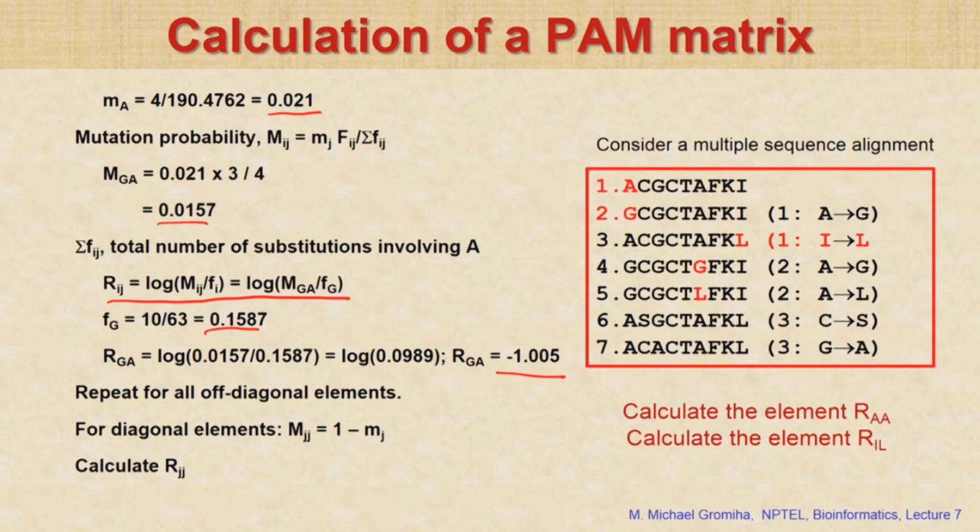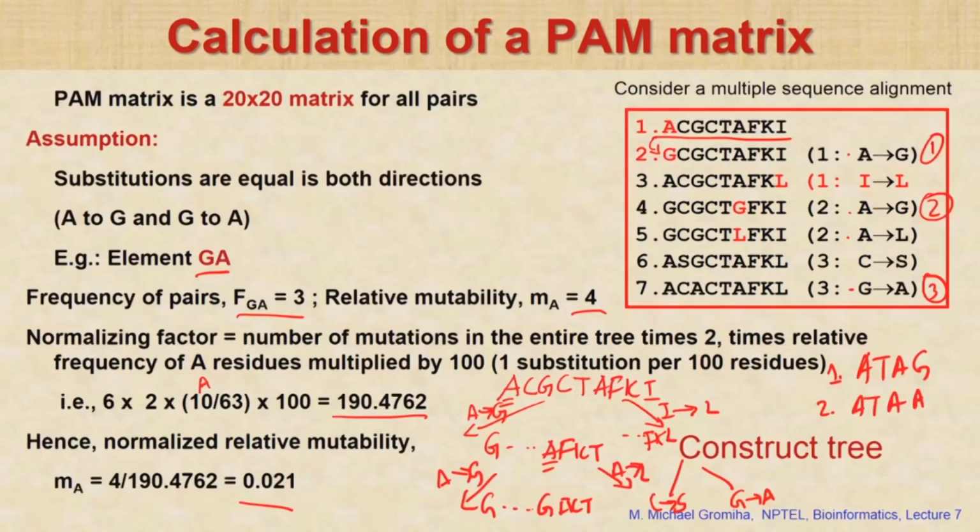So, you can repeat this for all the off diagonal elements. For example, if you want to get the value of RIL, how to calculate RIL? How many times does the I to L mutation occur? Only one, right. And how many I's are involved in this mutation? Only one. So, now we can calculate the normalizing factor, the same as here, 6 into 2 multiplied by how many out of 63, how many I's? 4. So, the normalizing factor equals 6 multiplied by 2 multiplied by 4 by 63 divided by 100. So, we get the value of 76.2.